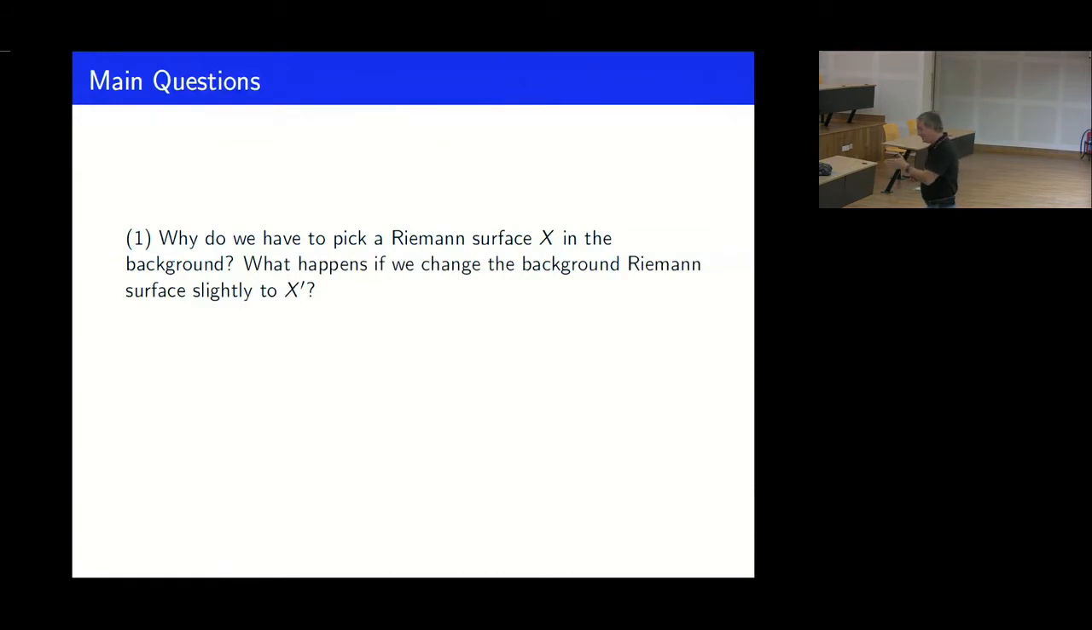What happens if I change that Riemann surface? All the analytic objects change. All the harmonic maps change, all the limits change, the limiting configurations change, the phi infinity changes, everything changes. So what is the change of limit configuration map? How would we understand this?